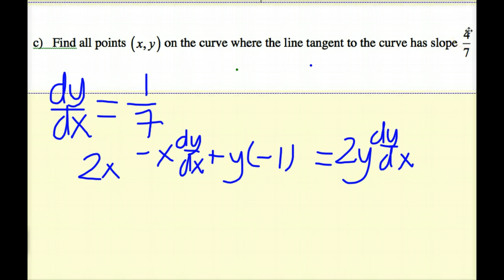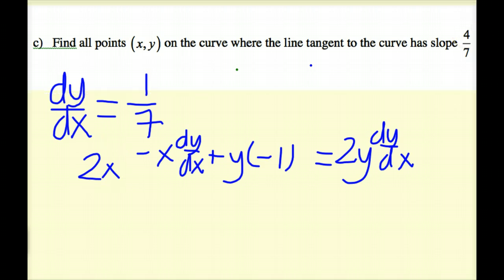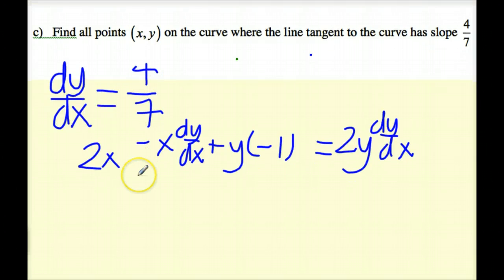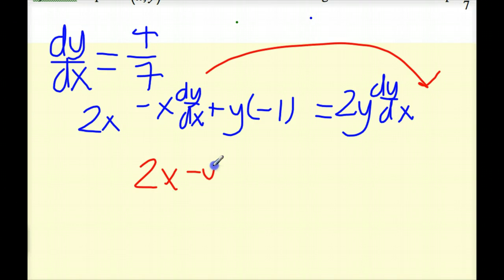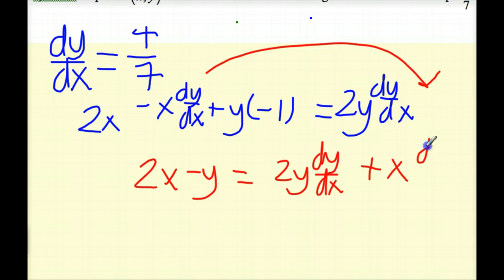Oh, and that's a 4, so let me make sure I fix that. I want my dy/dx to equal 4 over 7. So right now I don't have a simplified dy/dx. We're going to need to do some algebra to do that. So let's collect our like terms. I'm going to move this over to this side and then see what we get. So I get 2x minus y is equal to 2y dy/dx plus x dy/dx, right?